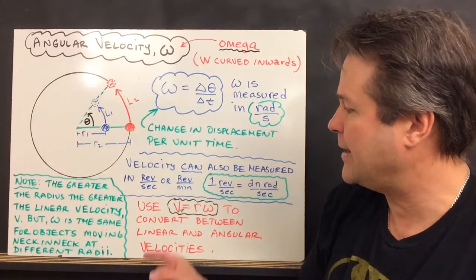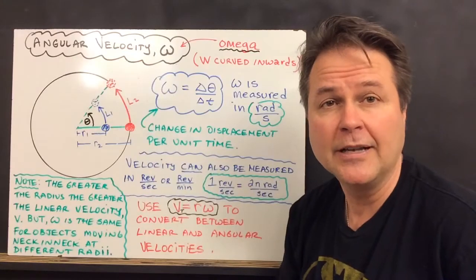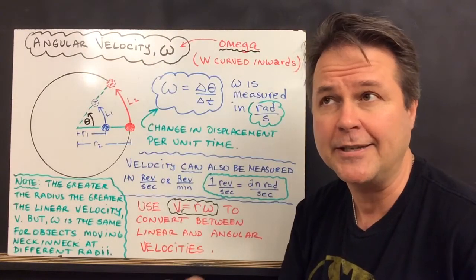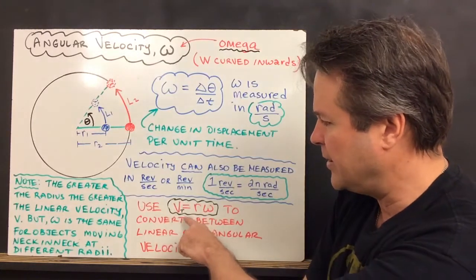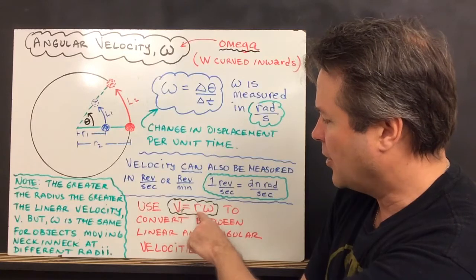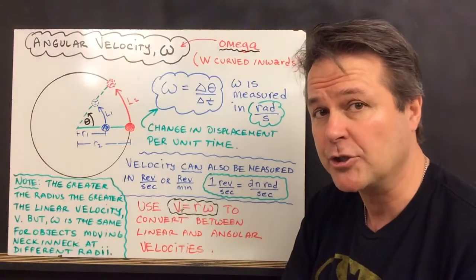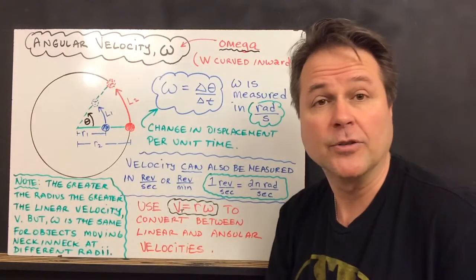Now we can relate angular velocity to linear velocity. Linear velocity is also known as tangential velocity because the velocity is tangent to the radius. So we use this formula right here: v is equal to r omega. I slipped in a t there just to emphasize that it's tangential. And you use that to convert between linear and angular velocities.